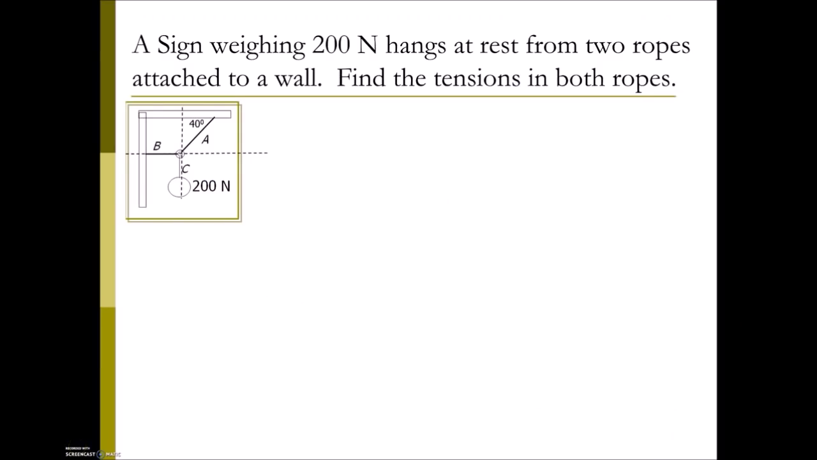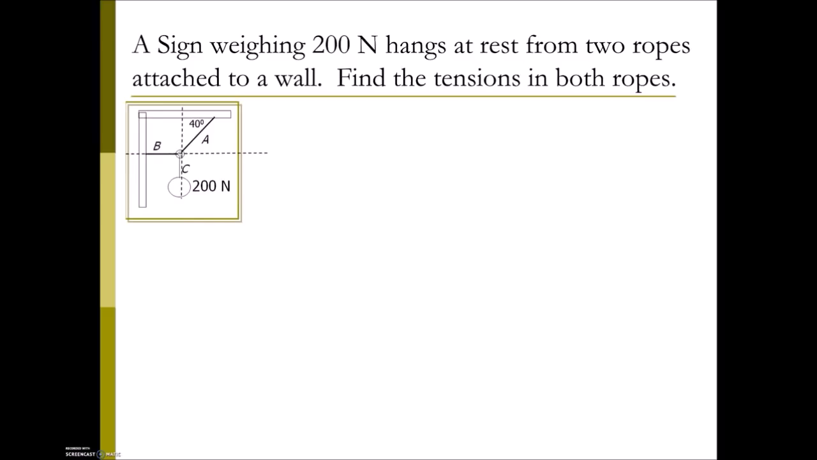We are now going to ratchet things up a little bit. I have what's called a sign problem here. So I have a weight, in this case it's a sign, hanging from 2 ropes, so not 1 rope anymore. And not only is it not hanging from 1 rope anymore, but it also has a rope that's at an angle. So I have this rope B that's attached to the wall.